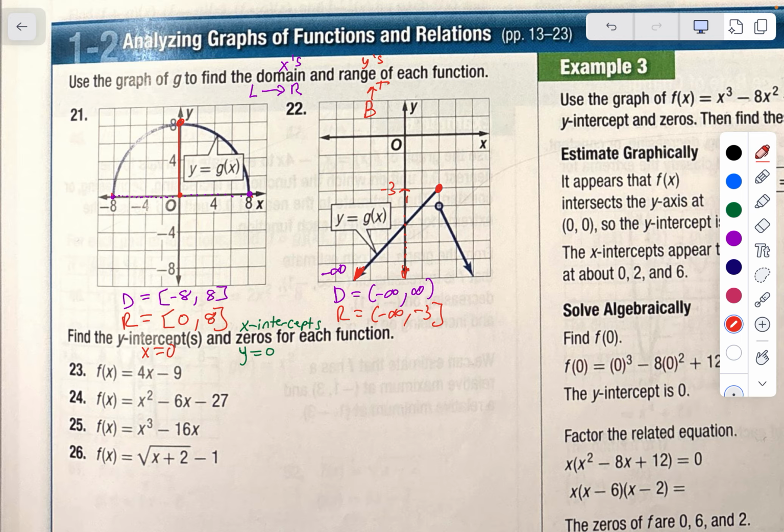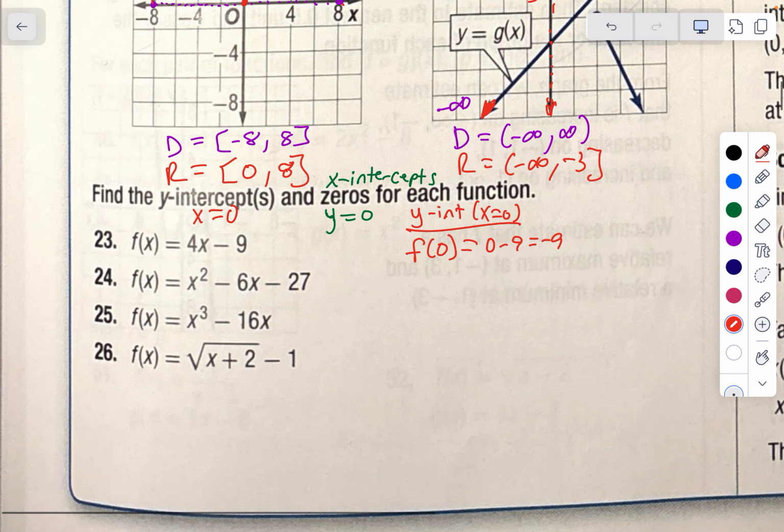The y-intercepts are easier. We're just letting x equals 0. Okay, so the first one, you just got to plug in 0. You get 4 times 0, which is 0 minus 9. So we get -9. That's the nicest. Y-intercepts are easier mathematically to do than x-intercepts. They just are. Okay. So that's 23. Let's do 24. If we plug in 0, we get 0 minus 27, or -27.